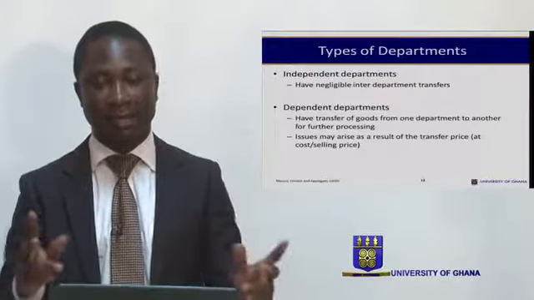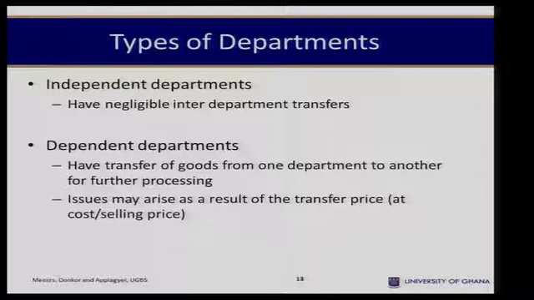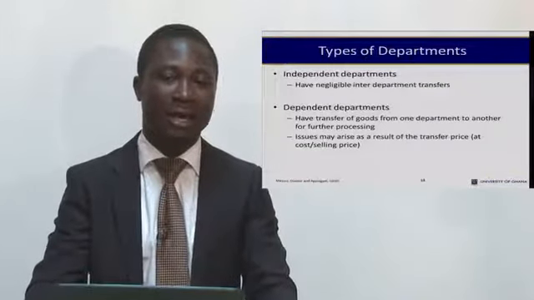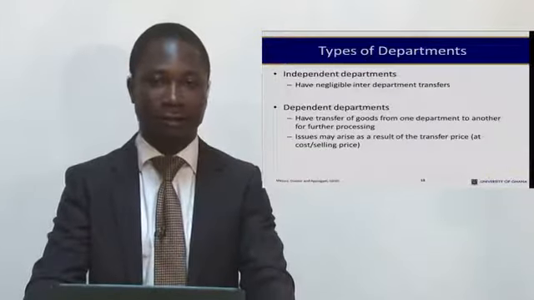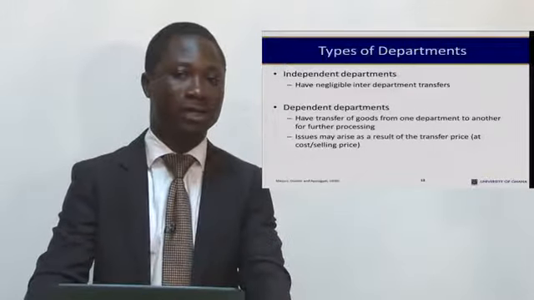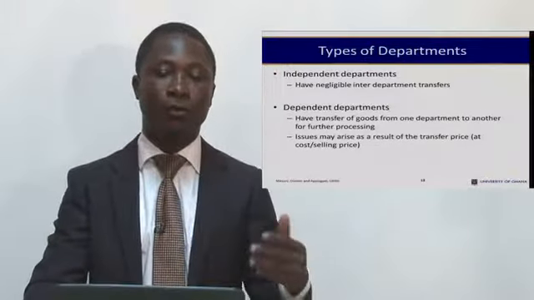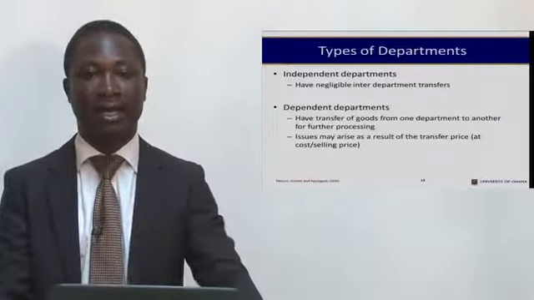Okay. There are two types of departments. You could have an organization that runs departments which are independent of each other, meaning there's negligible interdepartmental transfers. This usually arises when the activities of the departments may not be related at all. But you could also have departments that are dependent on each other. In such a situation, there could be transfer of goods from one department to the other.